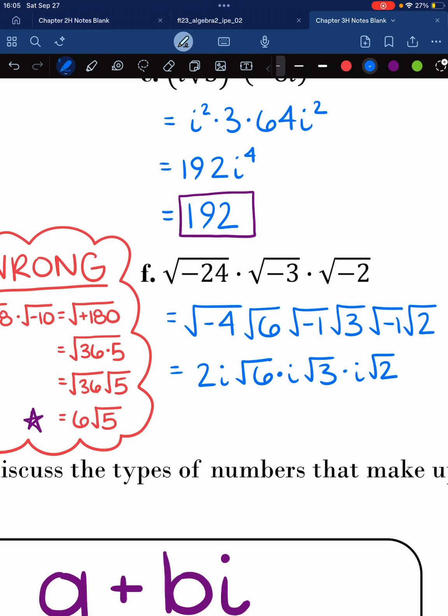Notice I put that multiplication there for clear communication. I don't want it to look like the I is underneath the square root with anything in front of it. Okay, I end up with, using commutative property, 2i cubed, and then 6 times 3 is 18. 18 times 2 is 36.